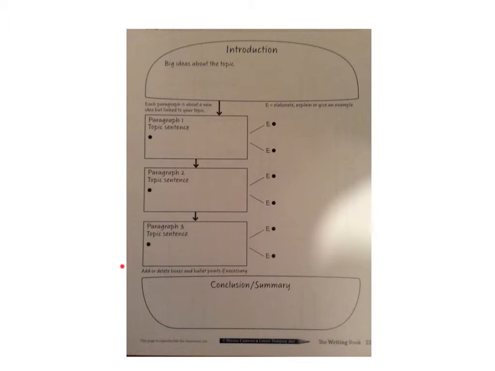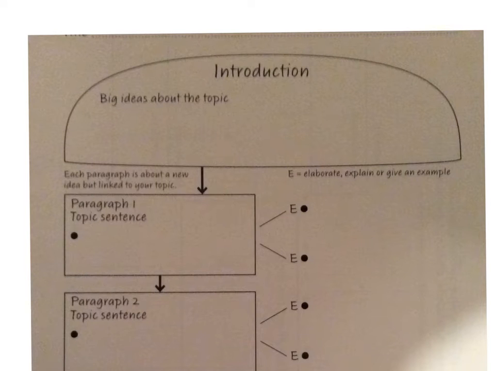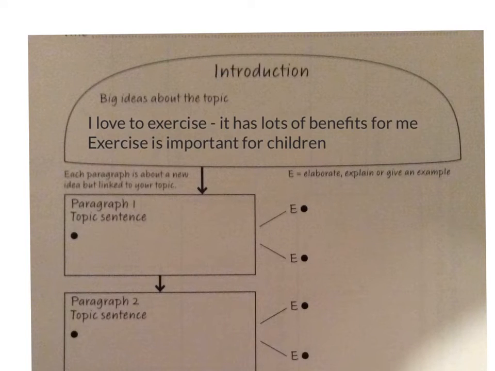So here I have my hamburger plan, which is the plan I'm going to use to inform. So first of all, I'm going to look at the introduction. That's my big idea about the topic. So in my introduction, I'm going to say something about how I love to exercise and it has lots of benefits for me. That's kind of going to be my hook in to get the audience wanting to listen to my speech. And then my big idea is that exercise is important for children.